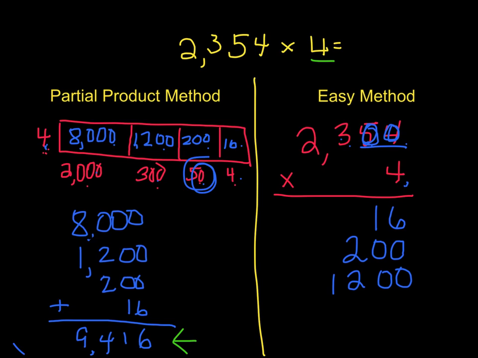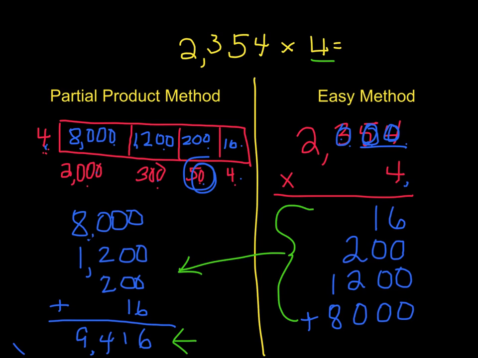And then I'm ready to multiply the 4 times the 2,000. 4 times 2 is 8, and then we have 3 zeros there. So there are the partial products, same as what we had on this side, just in the opposite order. We add them together, and we get the same answer, 9,416.